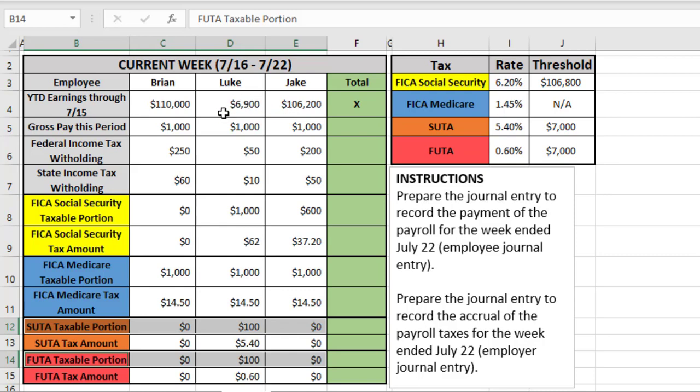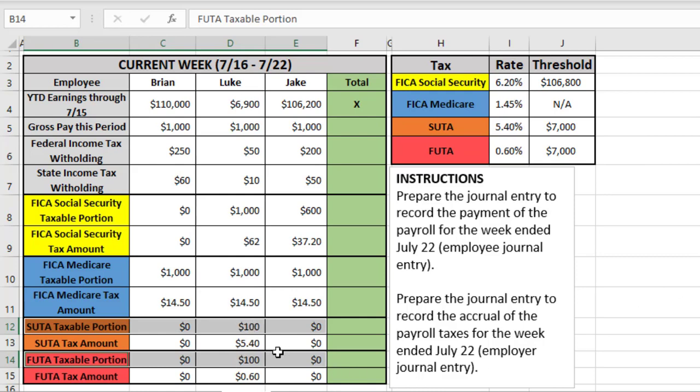Whereas with Luke, he's made $6,900 prior to this date, and he's going to make an additional $1,000, which is going to put him over the threshold of $7,000. So the question we have to ask is, how much more did he have to make to hit the threshold? And that's $100. He had to make $100 until he hit $7,000. So that is why the taxable portion in each case for Luke is $100.